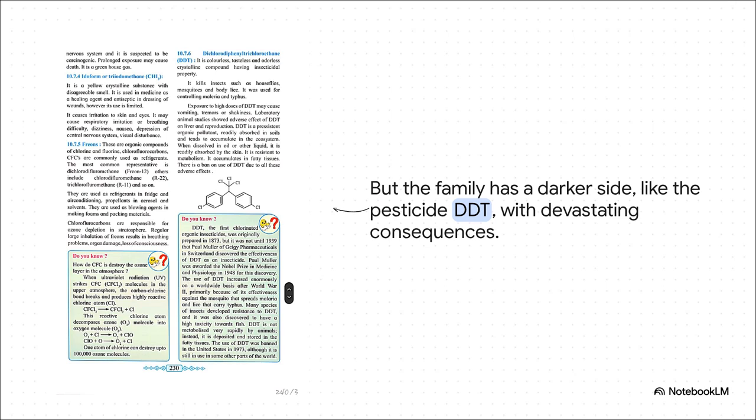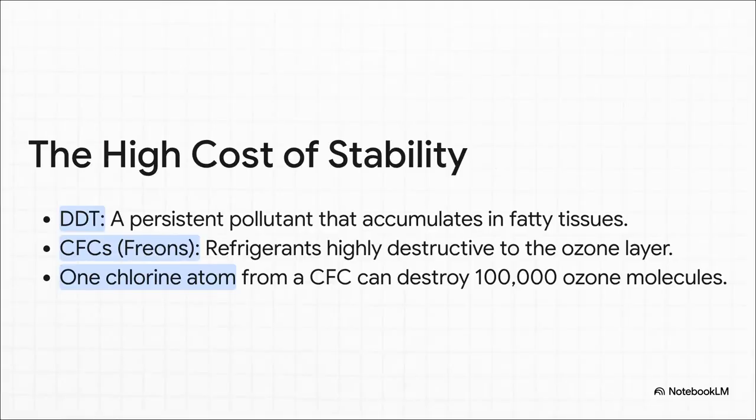But there's always a but, isn't there? This family has a much darker side, and it's perfectly represented by a compound like DDT. For a while, people thought it was a miracle pesticide. It saved millions of lives from insect-borne diseases. But its incredible stability, the very thing that made it so effective, came at a terrible, terrible price for the environment. See, the problem with DDT is that it's what we call a persistent organic pollutant. It just doesn't break down. It sticks around, building up in the fatty tissues of animals all the way up the food chain.